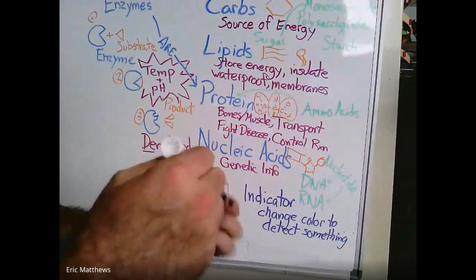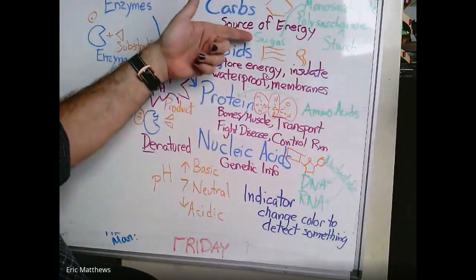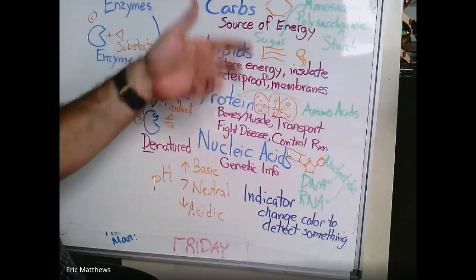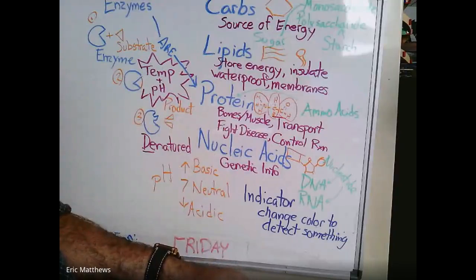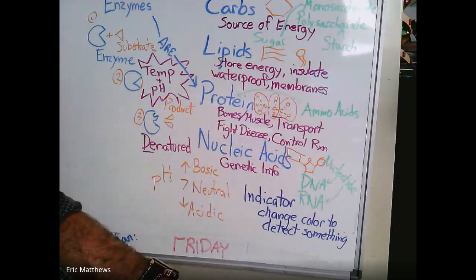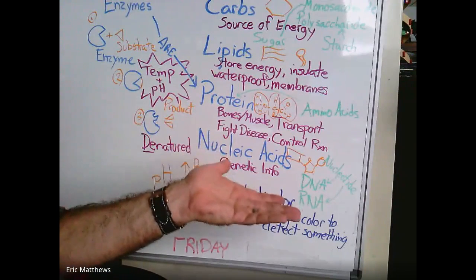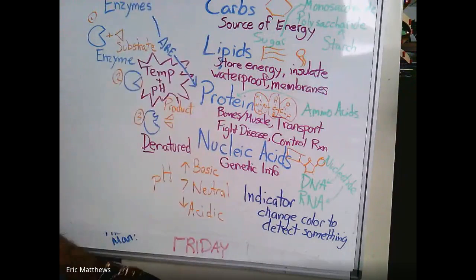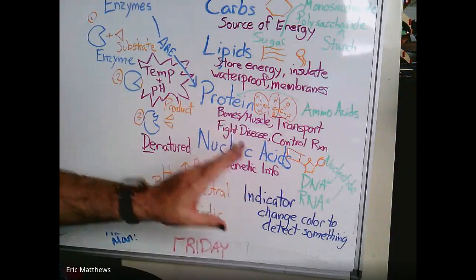So indicators change color. Benedict's changes from blue to orange when there are sugars present. Our Lugol's changes from that golden brown color to black when starch is present. Our Biuret's changes from blue to purple when amino acids are present. And the old one that we can't use anymore, the Sudan 4, that would have changed from clear to bright orange red when lipids were present. So remember, we have indicators to tell us if something's there.